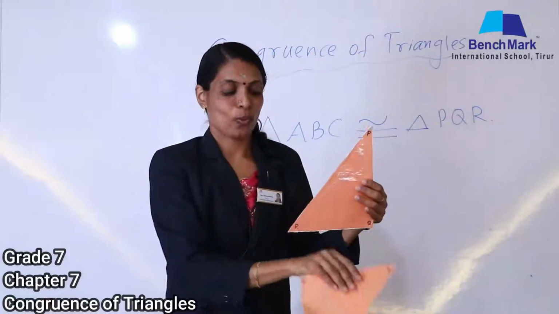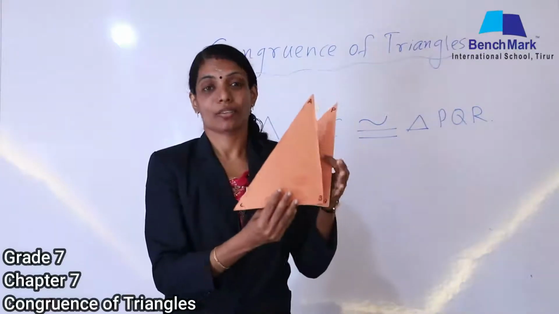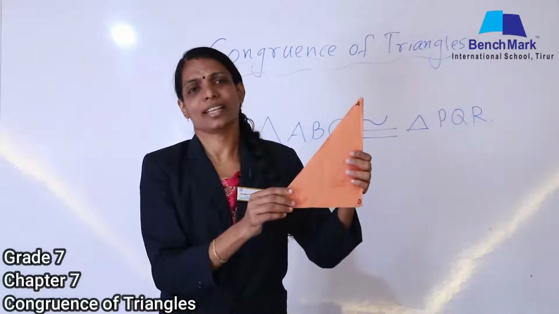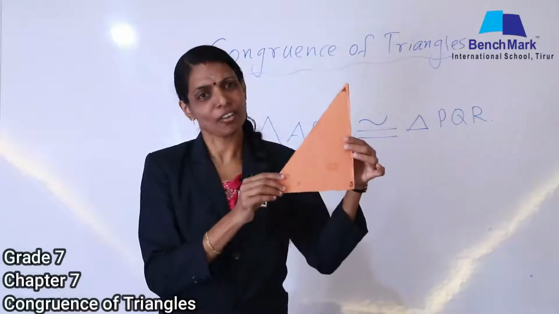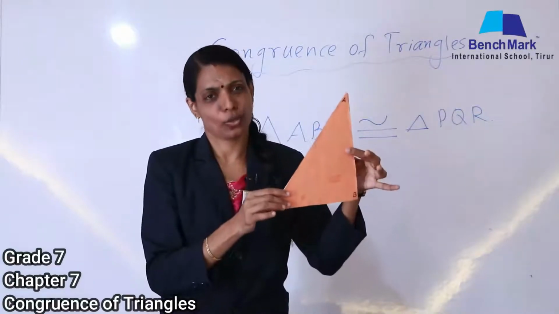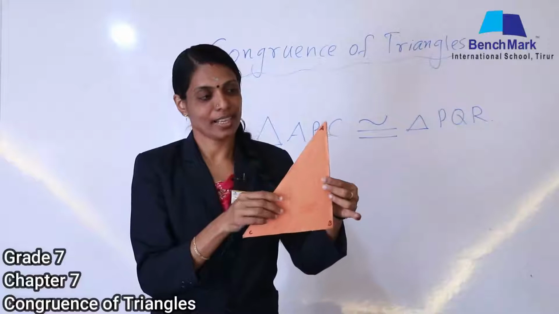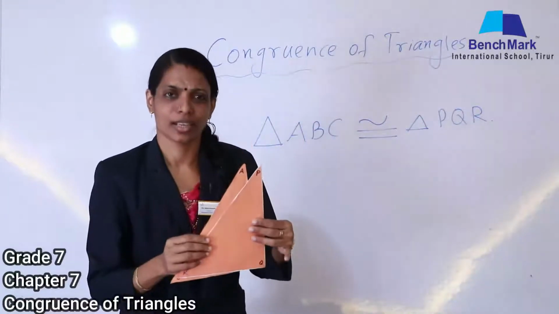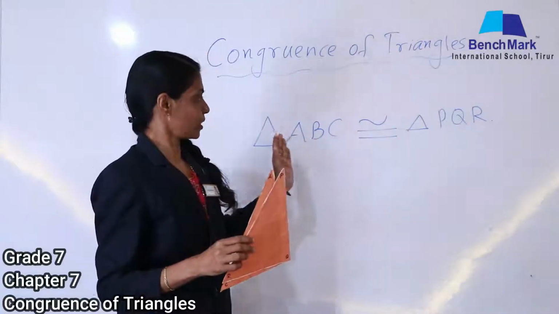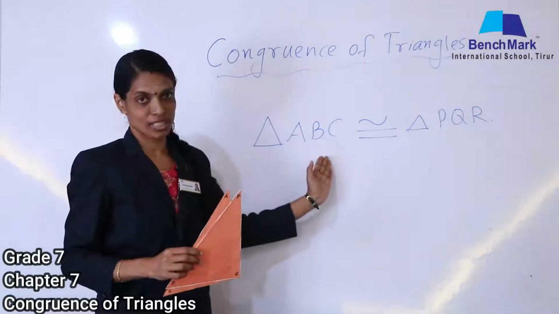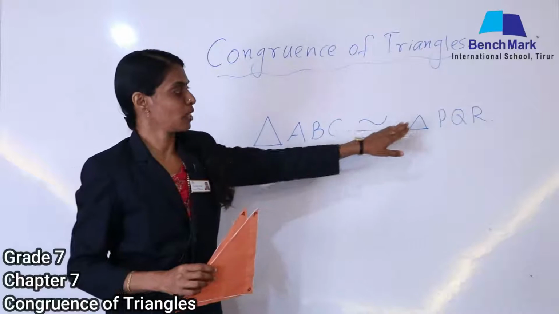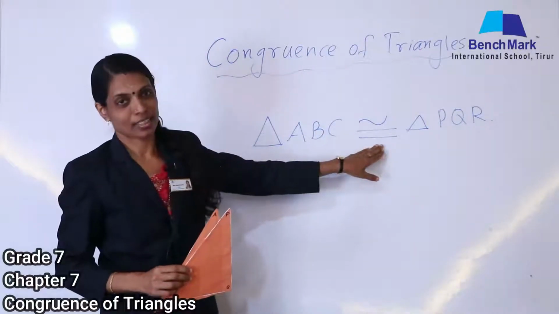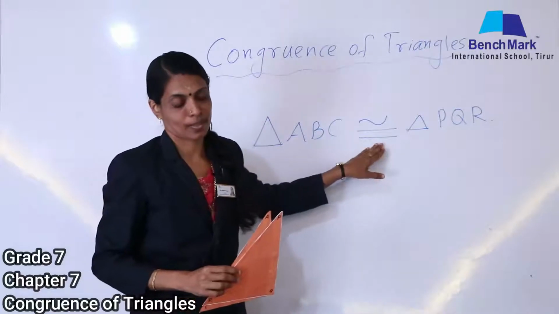Now, what do we mean by congruence of triangles? Let's see whether we can keep that first triangle over the second one, and are they fixing exactly? Yes, they are fixing exactly one over the other. So we can say that the triangle ABC is congruent to triangle PQR, and the symbol is like this for congruence.